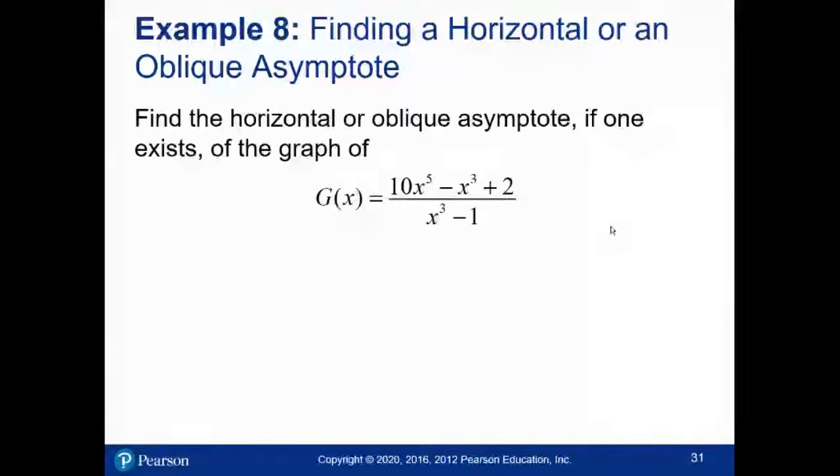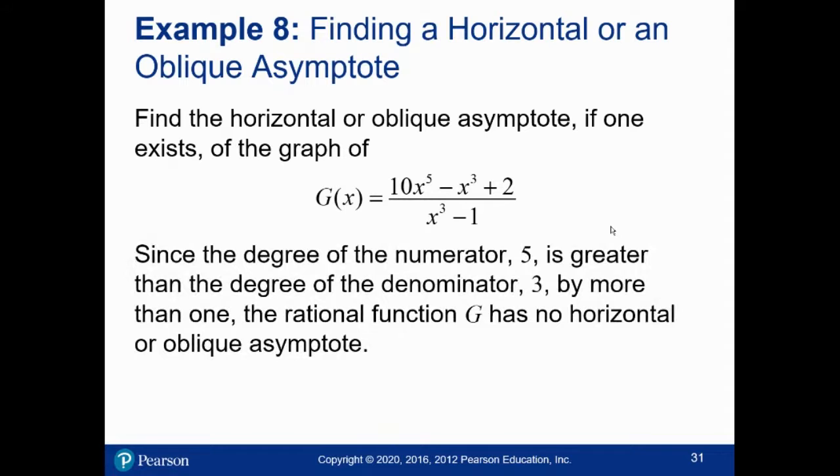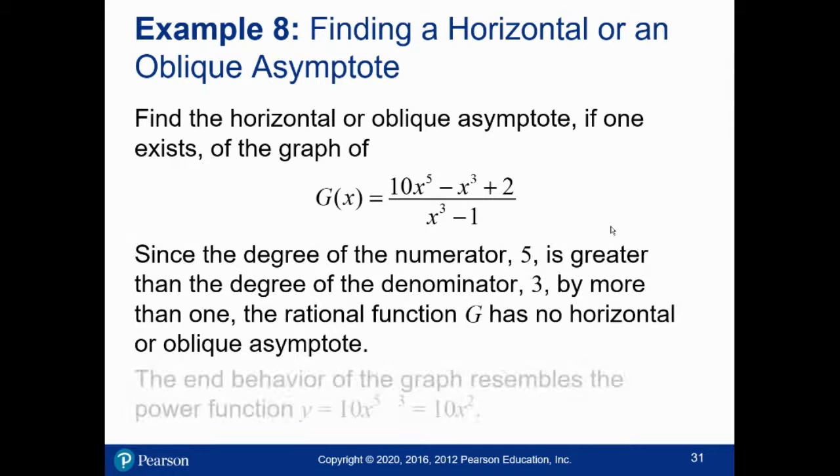Okay, another example. Same question. Here's a rational function. Find the horizontal or oblique asymptote if one exists. So again, check the powers, the degrees of the numerator and denominator. Well, in this case, it's 2 larger, which means it does not have a horizontal asymptote. It also doesn't have a slant asymptote.